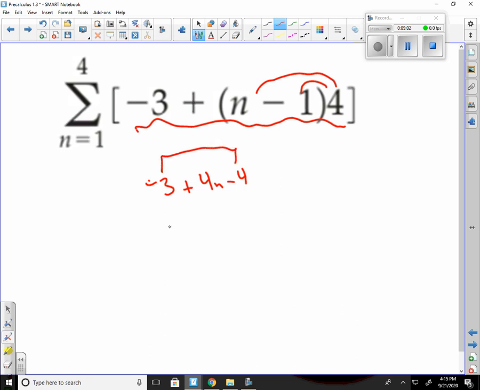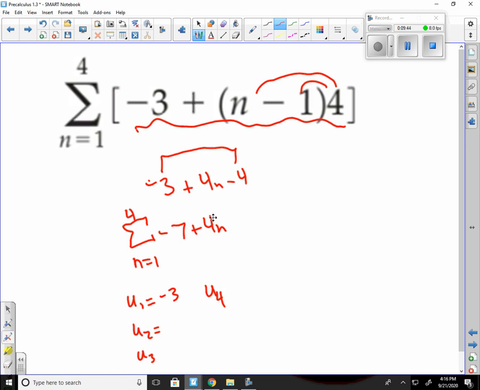Combine my like terms now. Gives me -7 plus 4n. Now it's a simplified version of this statement. So it makes it easier for me when I start plugging numbers in. Okay, so start with u sub 1. U sub 1 gives me -7 plus 4. That's -3.